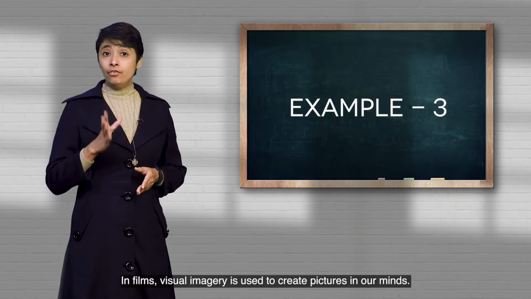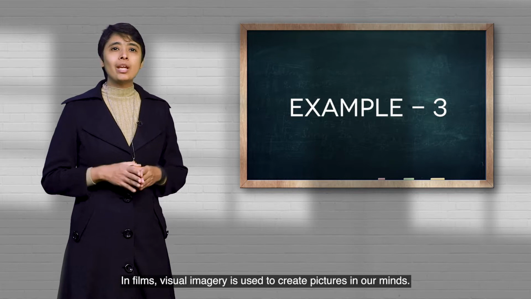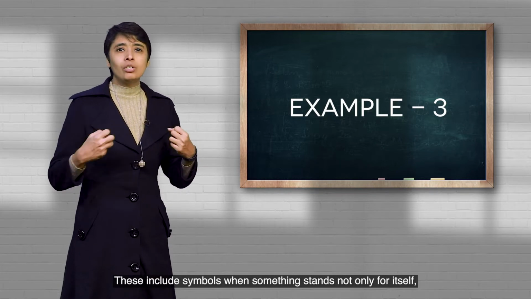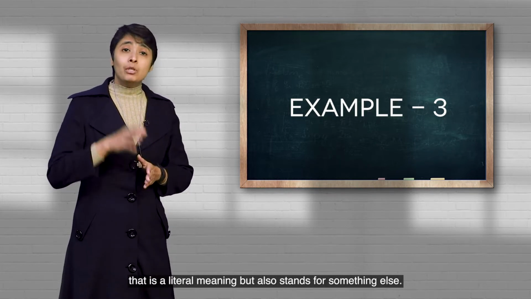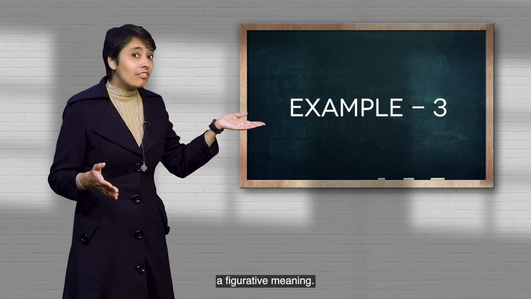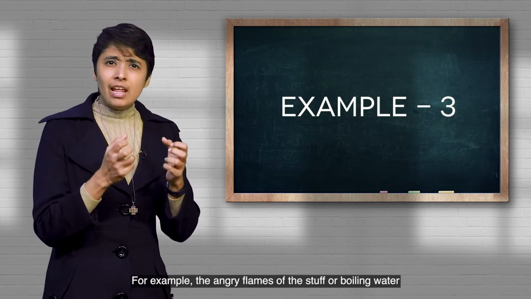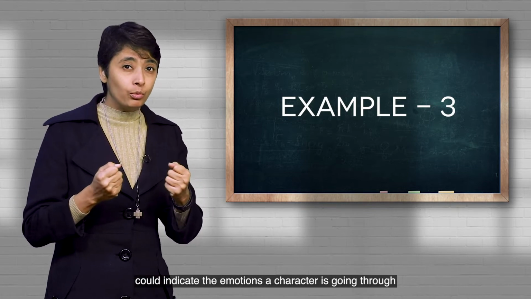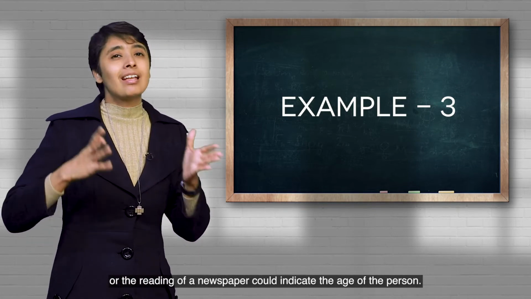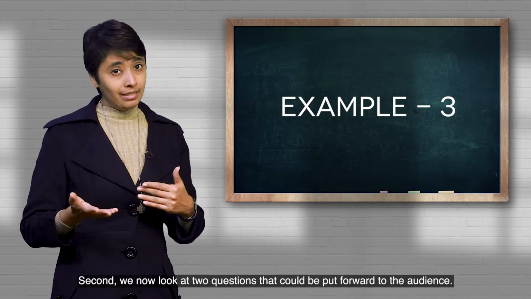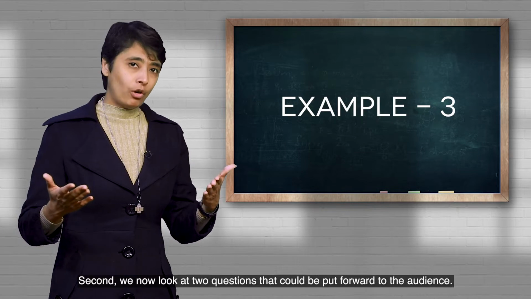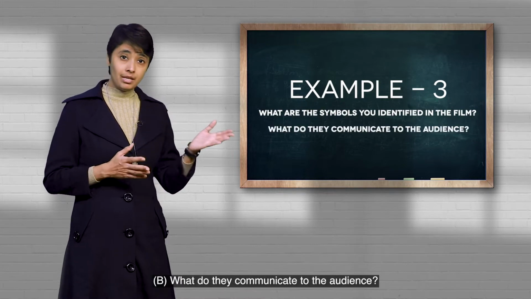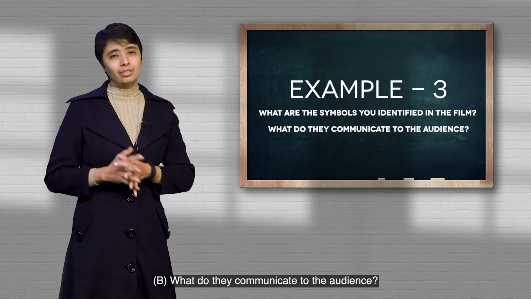Example 3. In films, visual imagery is used to create pictures in our minds. These include symbols when something stands not only for itself, that is, a literal meaning, but also stands for something else, a figurative meaning. For example, the angry flames of the stove or boiling water could indicate the emotions a character is going through, or the reading of a newspaper could indicate the age of the person. Second, we now look at two questions that could be put forth to the audience. A. What are the symbols you identified in the film? B. What do they communicate to the audience?